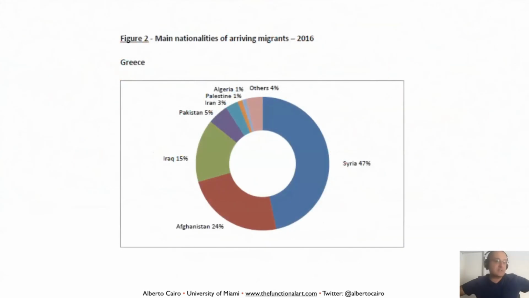Some visualization writers will tell you pie charts are evil, don't use pie charts, right? Such as this one, for instance. This chart is showing, among all the migrants who arrived in Greece in 2016, which percentage came from different countries. You can see that half came from Syria, 24% from Afghanistan, and so on and so forth. Well, this graphic can be good or it can be bad. How to decide that? We need to think about what the purpose of this visualization is.